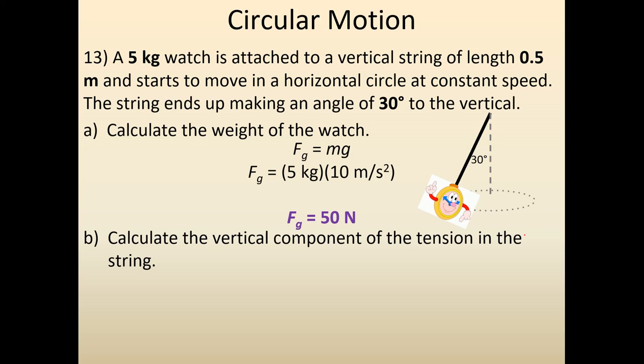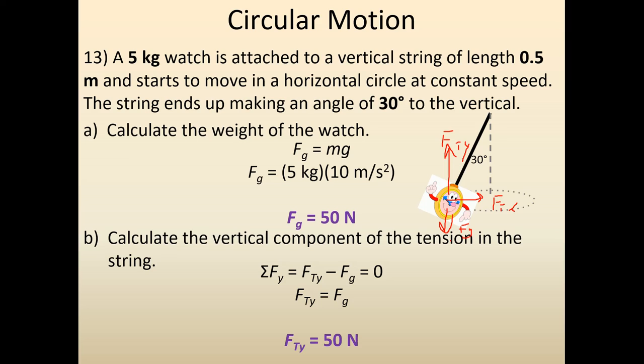The next part says, what's the vertical component? Now, I should have drawn an FBD. I didn't do it on here, but the FBD will look something like this. So this would be the vertical component of the wire. This will be the horizontal component, and this will be equal to Fg. So once again, since all the acceleration is acting horizontally, in the vertical direction the sum of the forces should equal 0. So the vertical component of the tension should be equal to the weight of the object. So I just get that it's equal to 50.